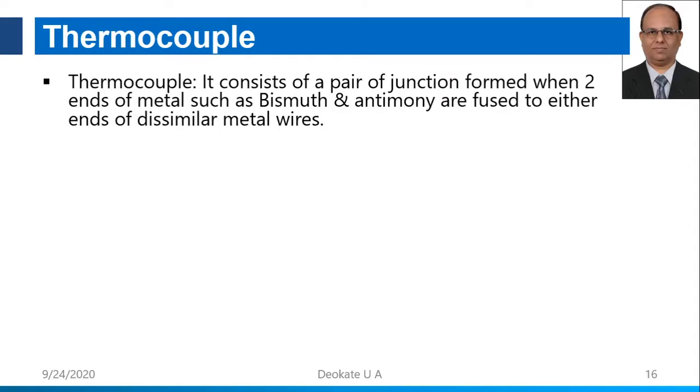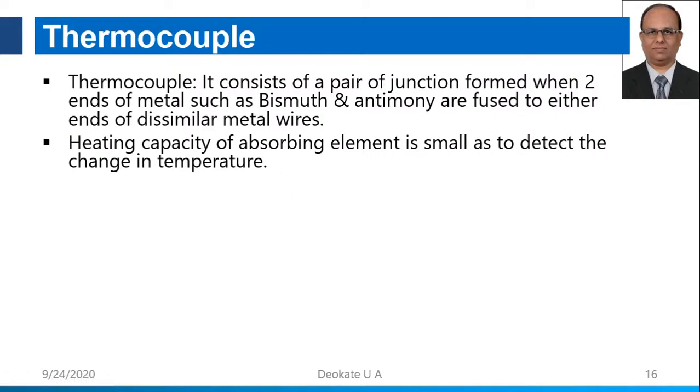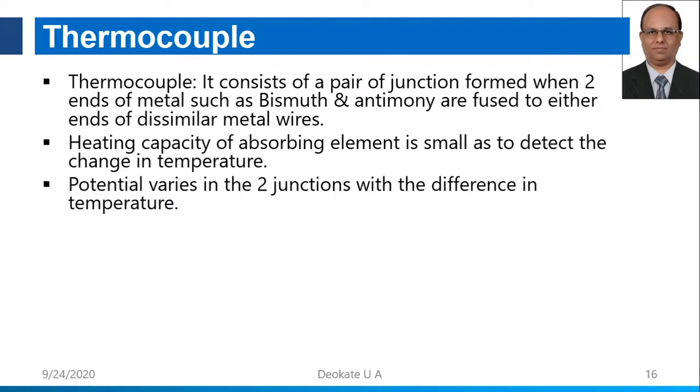So these are two metal plates acting as a thermocouple. A thermocouple consists of a pair of junctions formed when two ends of metals, such as bismuth and antimony, are fused to either end of dissimilar metal wires. The heat capacity of the absorbing element is small, so it can detect a change in temperature. So the potential varies in the two junctions with the difference in temperature.